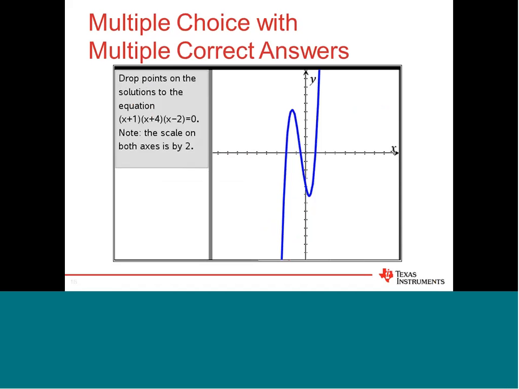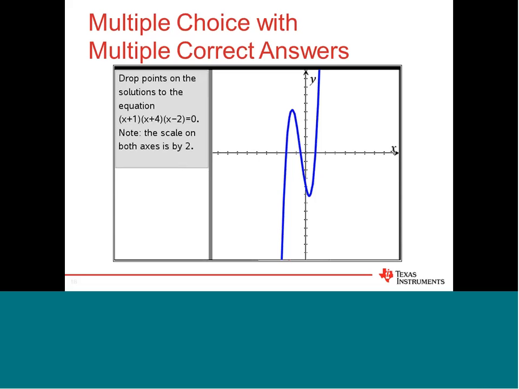But it is also possible that students are going to drop them on the y-intercept, or they might drop them on the local maximum or the local minimum. And so by having that visual representation of dropping the points, it allows me as a teacher to quickly gauge who understands and who doesn't.